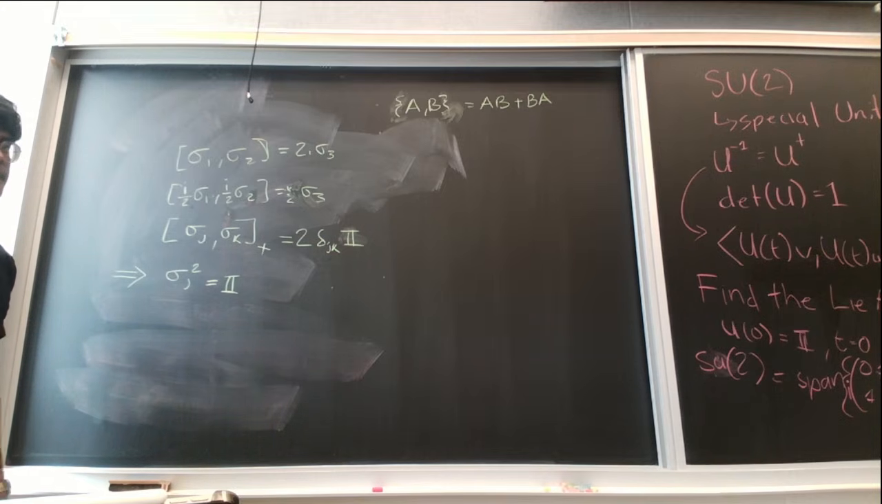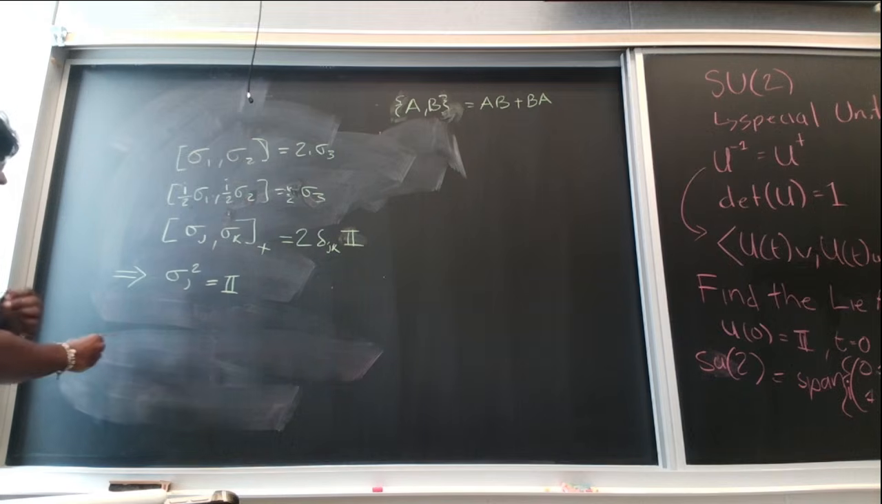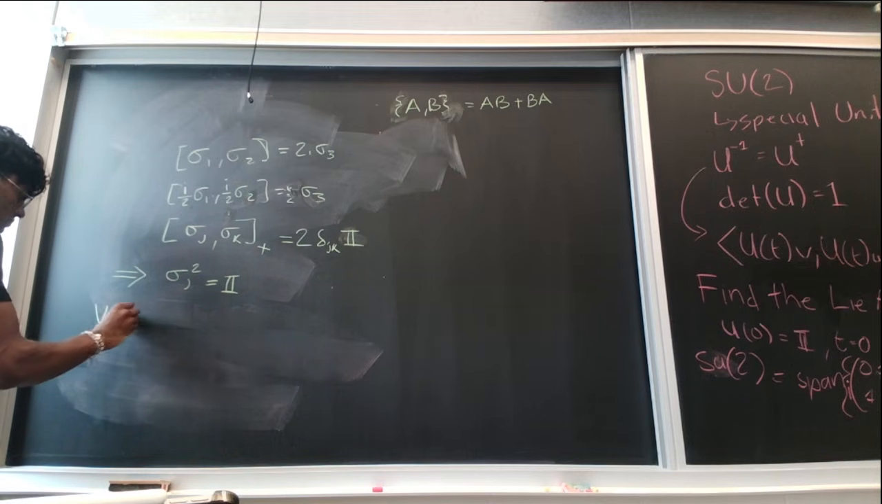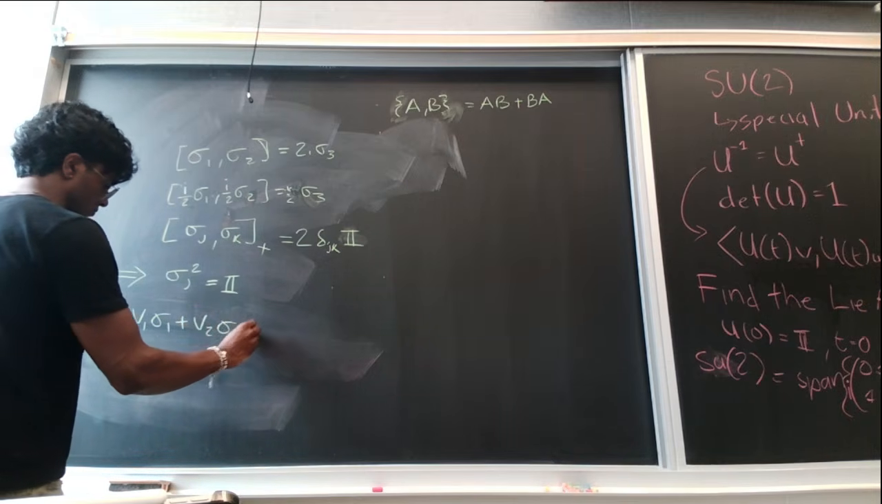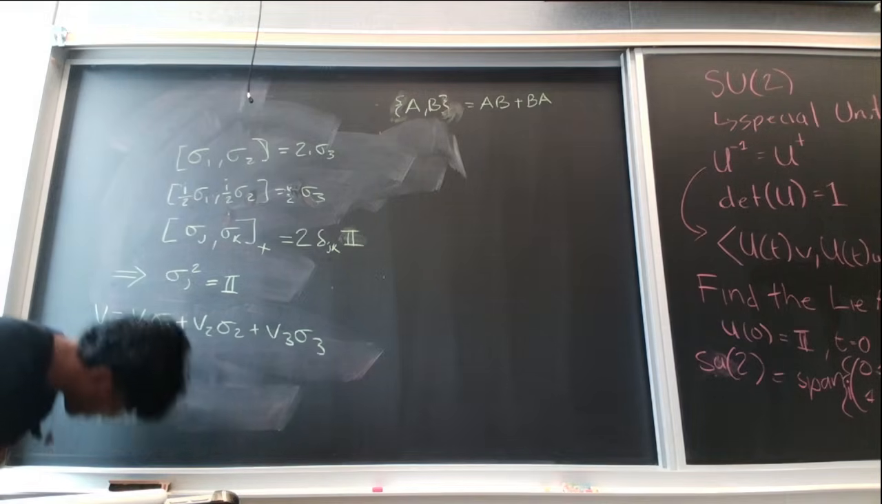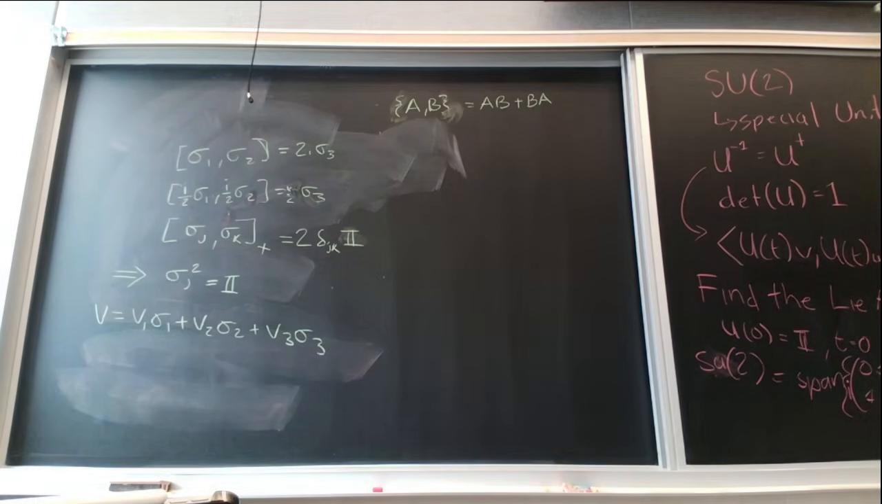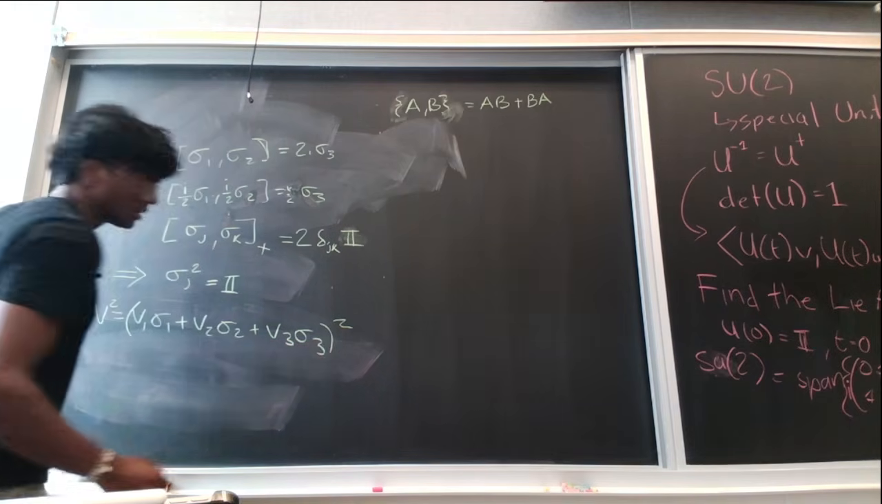So let's look at some element of i times, or minus i times, the Lie algebra, so times a vector in the Lie algebra. Let's look at v1 sigma 1 plus v2 sigma 2 plus v3 sigma 3. Just write that down. Okay, and let's square this, whatever that means.